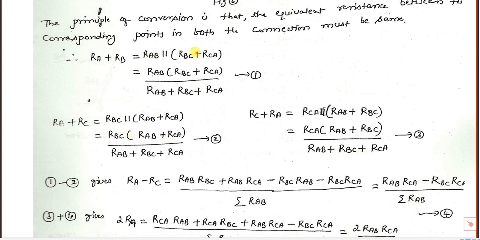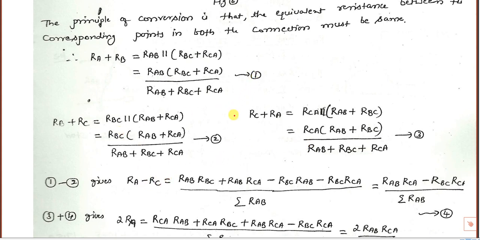So this parallel with this one is R1 parallel R2, which is R1 R2 divided by R1 plus R2. This into this divided by this plus this. Similarly, this parallel this is this into this divided by this plus this. So we wrote three equations.